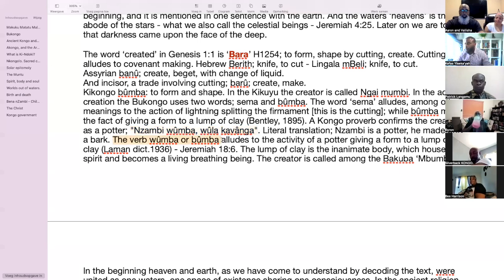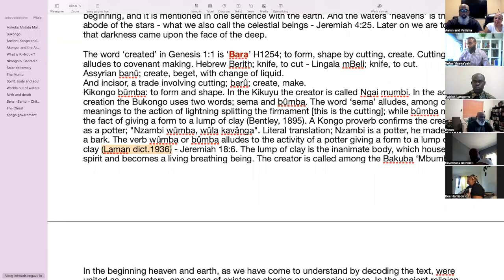The verb vumba or boomba alludes to the activity of a potter giving a form to a lump of clay. Yes, also from the dictionary. It's the dictionary of Laman, a Dutch, now French guy, 1936. I also have that dictionary.